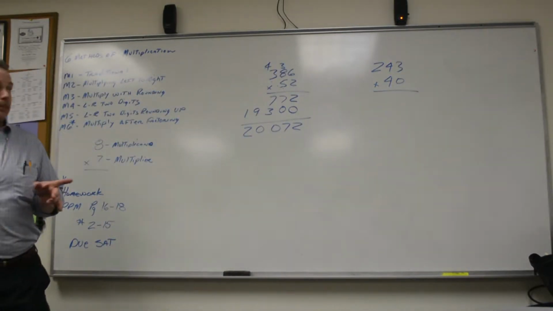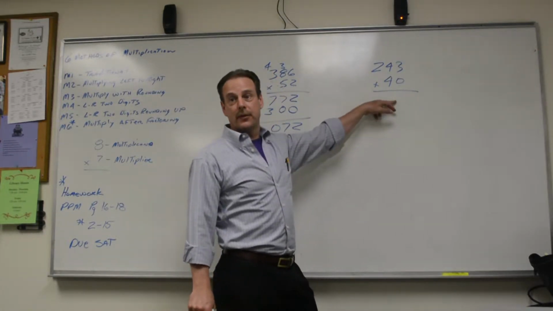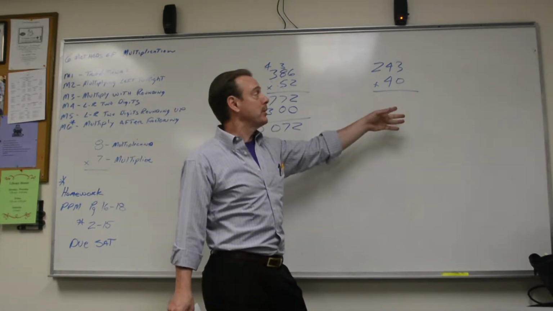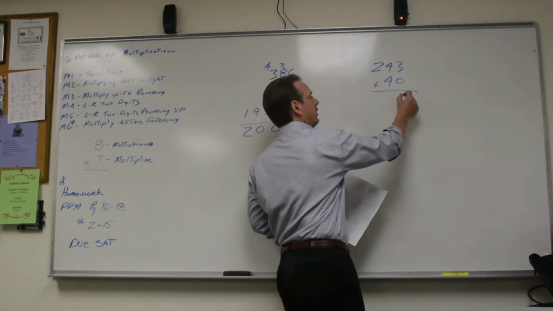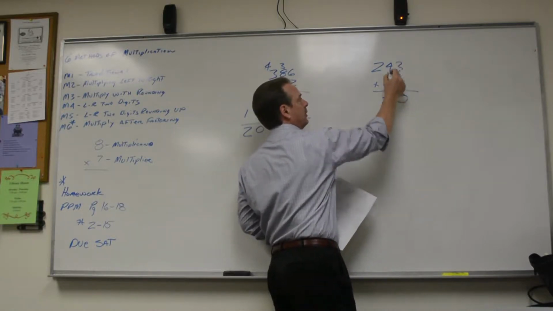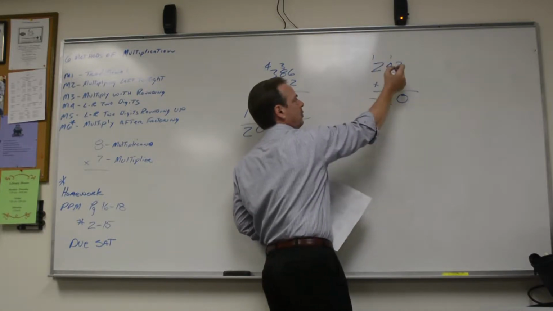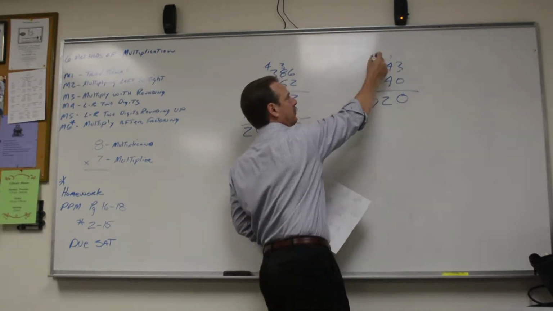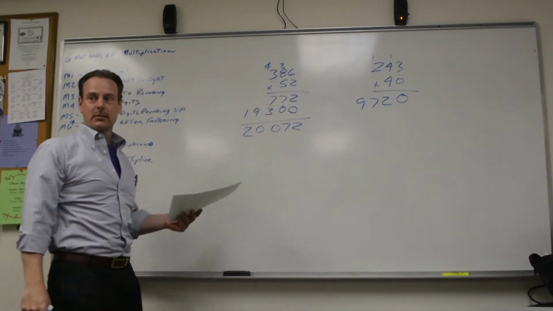Now with this problem, we could multiply the 0 by all 3 of these terms. What are we going to get on our first line? 0. All zeros, right? Because when you multiply anything by 0, you get 0. So let's not waste time. Let's just put a 0 here and then start on this column. So 4 times 3 is? 12. Put a 2 there, 1 there. 4 times 4 is? 16. Plus 1 is 17. Put the 1 there. 4 times 2 is? 8. Plus 1 is? 9. Makes it a little shorter.